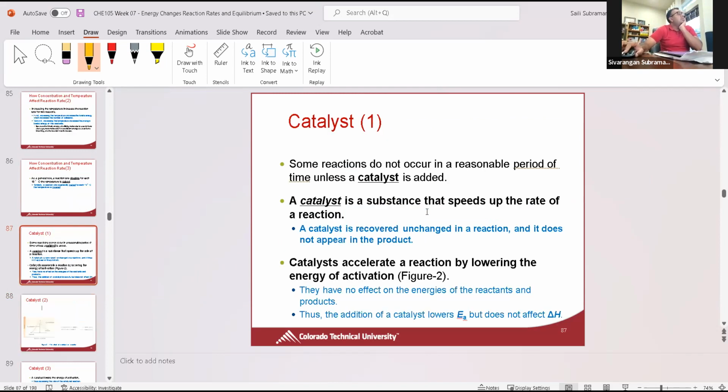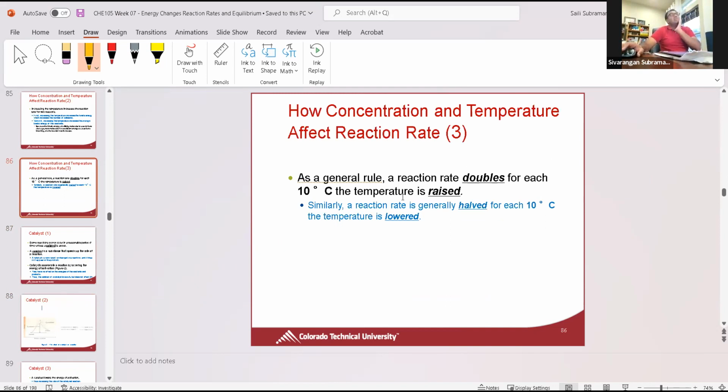So there's some theory here, which I'm going to skip. You guys can read through this. As a general rule of thumb, a reaction rate doubles for every 10 degrees centigrade the temperature is raised. Heat is usually a very good accelerant for any chemical reaction. Again, it goes back to that baking example.